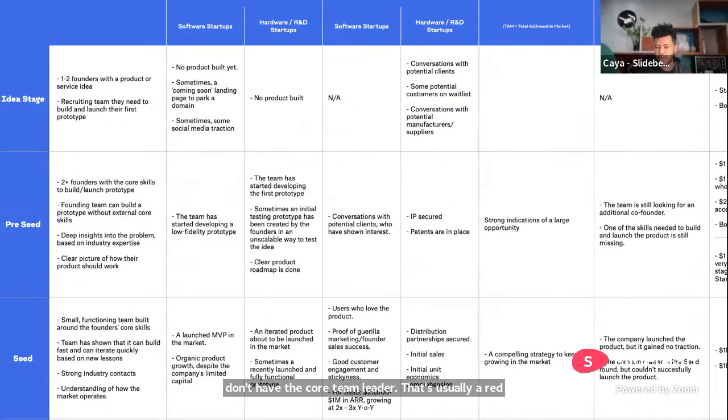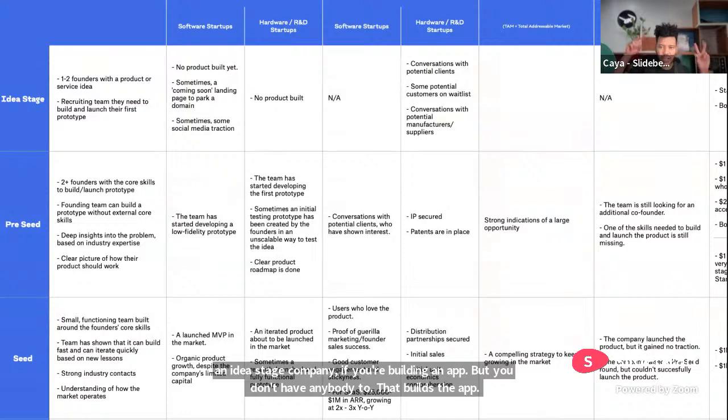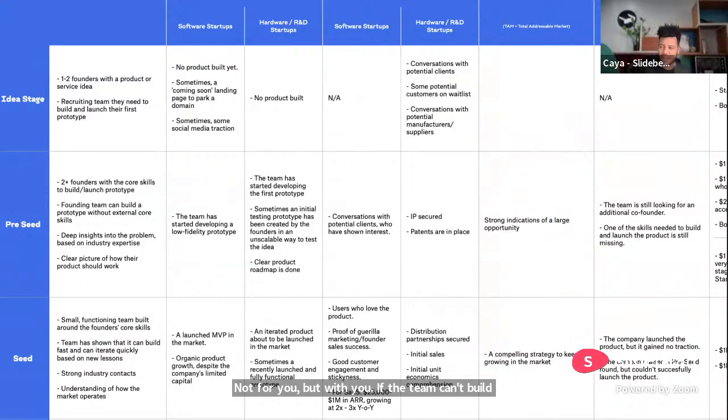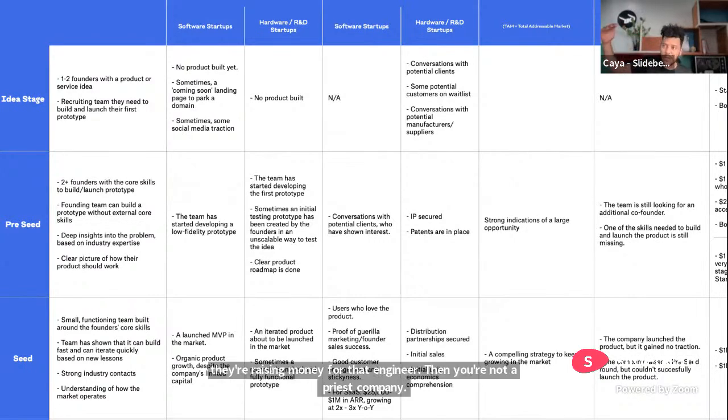If you're building an app, but you don't have anybody that builds the app, not for you, but with you, if the team can't build this app because they're looking for that engineer and they're raising money for that engineer, then you're not a pre-seed company. You're an idea stage company, and the funding that you can access is very, very different from the pre-seed funding that you can access. So again, pre-seed companies are formed teams.